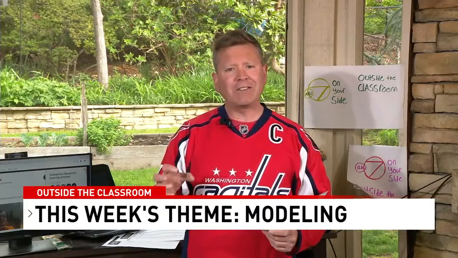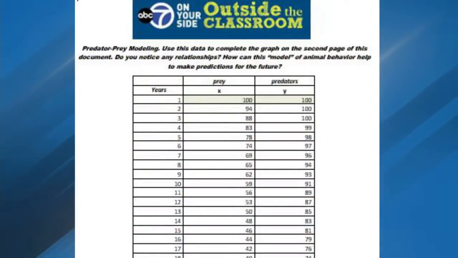It really can give us an idea of things and allows us to make predictions on things like the weather and human behavior. So business and economic situations rely on modeling as well to make some ideas, but we can look at the behavior of organisms. And on the Outside the Classroom website, you will find this data. It's called the predator-prey modeling activity. And what you can do is go ahead and take this data and look at the data.